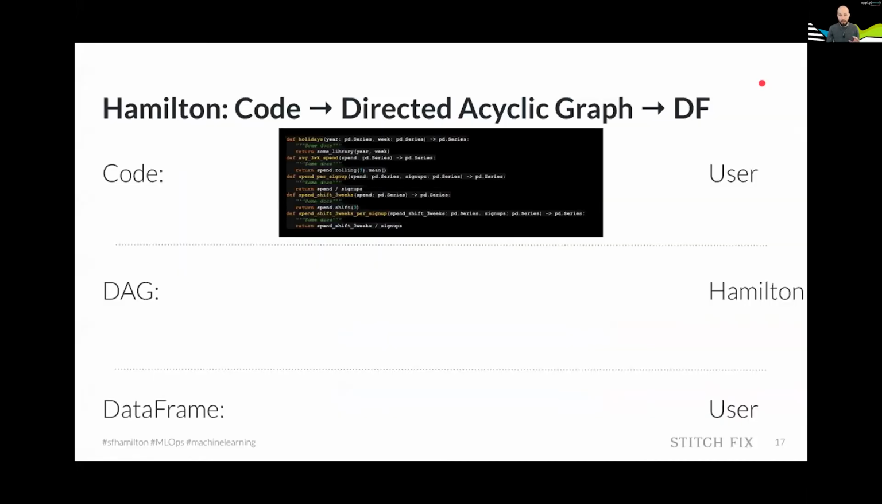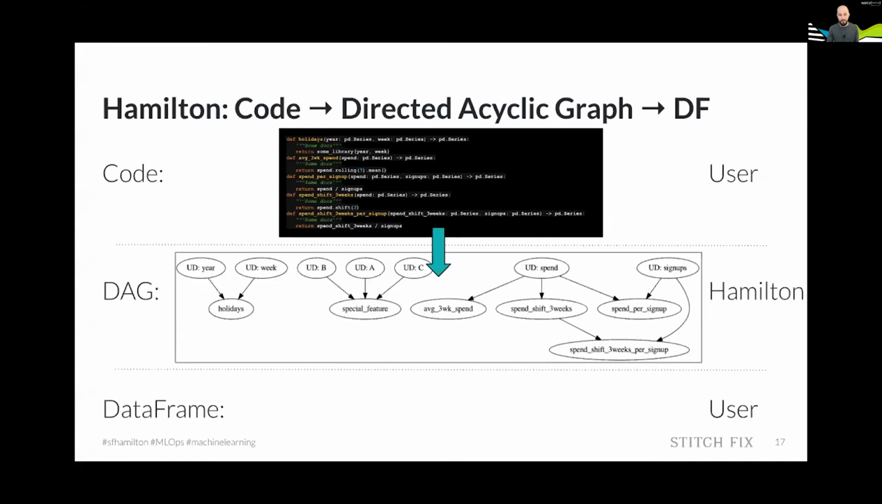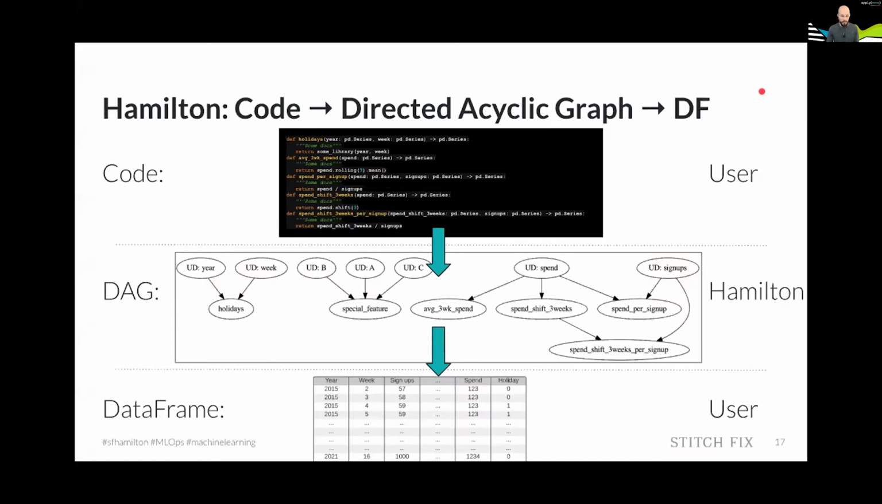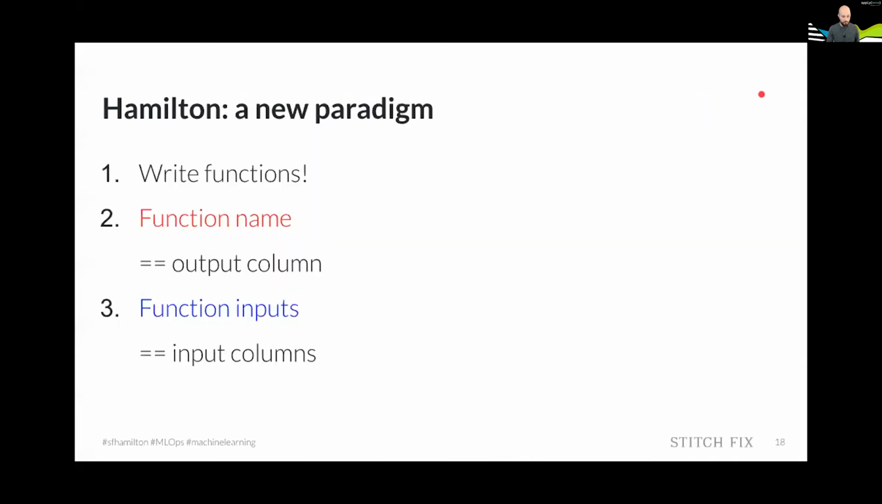So what is Hamilton at a high level? As a user, you write functions, Python functions. You give them to Hamilton. Hamilton creates a directed acyclic graph, or a DAG, that models the data flow of computation. You then ask Hamilton, hey, give me certain sets of columns. Hamilton knows what to do, and then, for instance, can create a data frame just with those outputs.